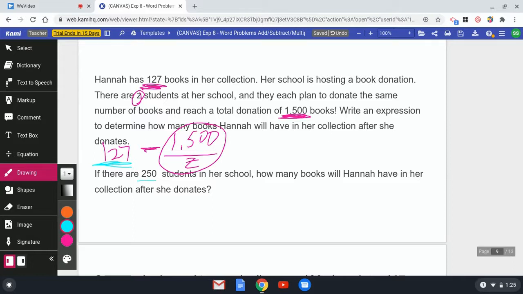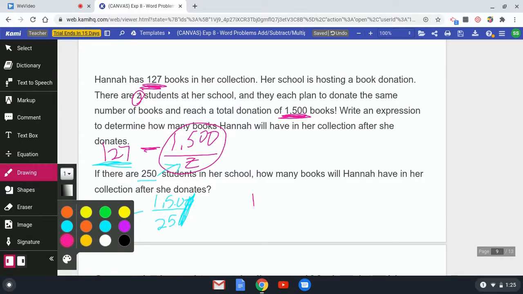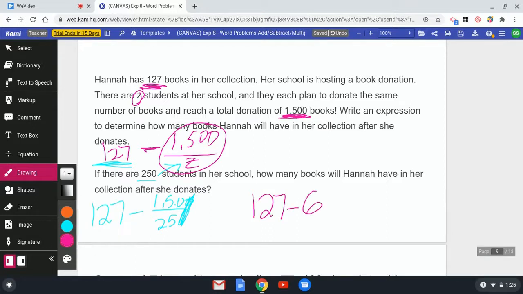So now we know there's 250 students in her class. So we would rewrite this as 127 books she has minus however many books each student has been asked to bring. All right, I'm going to do this the easy way, think it through in my head. These zeros cross off. Here I have 150 divided by 25, and so I know 25 goes into 100 4 times, and it goes into 50 2 times. So this equals 6. So if I were to rewrite it, I would have her 127 books minus 6 because they decided each student would bring 6.